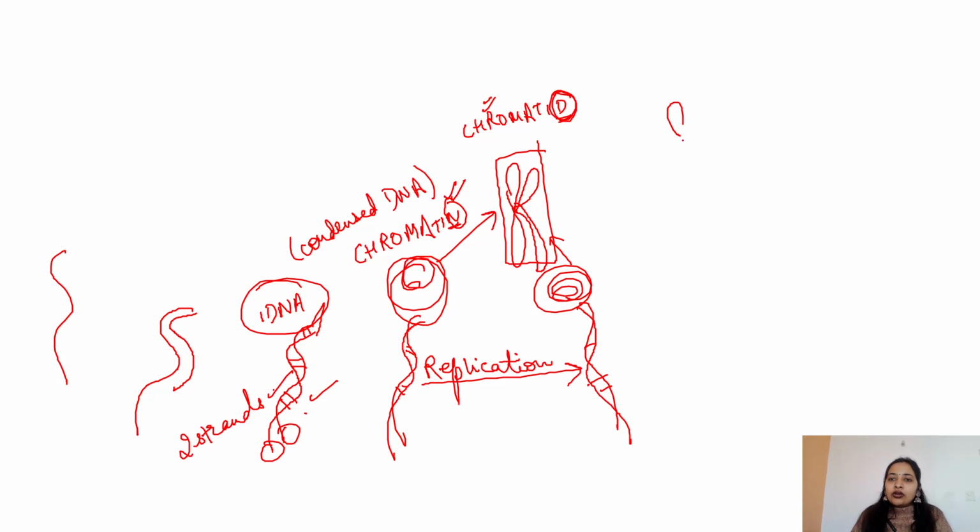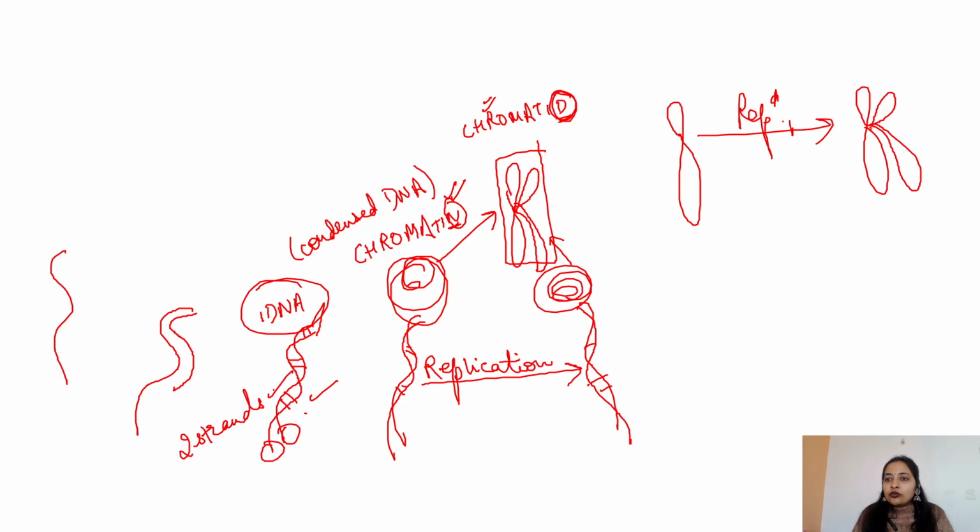So simply I can draw like this. This is one chromatid, this gets replicated, and this gets replicated to form another chromatid, and this is known as chromosome. The point where they are joined together is known as centromere. Centromere, or we can also say primary constriction, right? Centromere or primary constriction. I hope this much is clear to you.